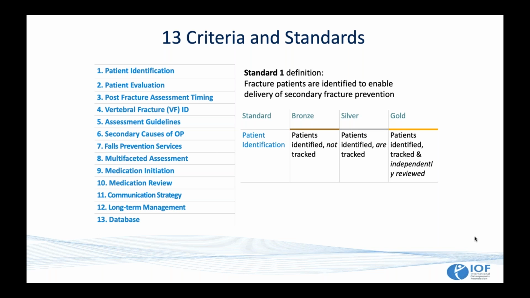And for each one of those criteria, as shown on the right of the slide, for example, for the question of how your FLS identifies patients, there are 3 levels by which it can be graded. The bronze medal level is if you already have a system in place to identify patients, even if they are not tracked. You get to silver if they are tracked, and you get to gold if in addition they are independently reviewed.